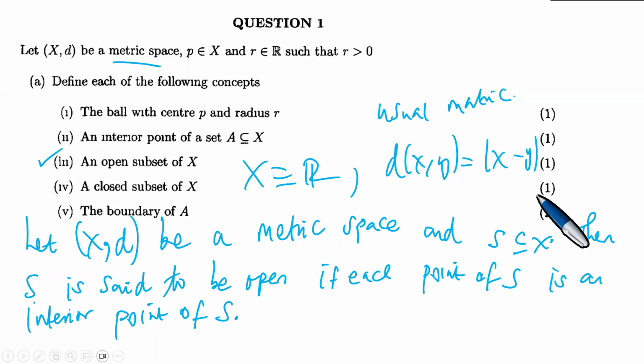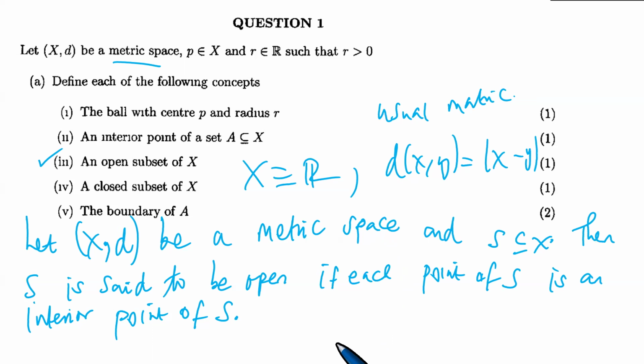The distance between two numbers on the real line is found using this distance function, which takes the absolute value of the difference between two numbers. The difference can at times be negative, but if you take the modulus of that, we are able to find the distance between two numbers on the real line. So you let (X, d) be a metric space and S be a subset of X. Then S is said to be open if each point of S is an interior point of S.